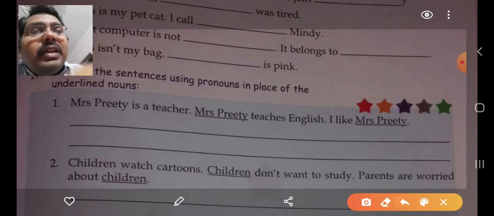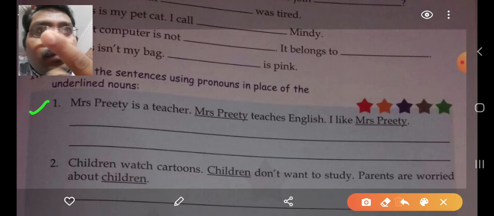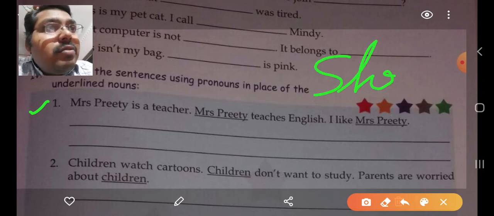Now look at the first sentence. It says, Mrs. Preeti is a teacher. Mrs. Preeti is feminine gender. So first you decide which pronoun we use for feminine gender. She, S-H-E. We will use she, because Mrs. Preeti is only one.